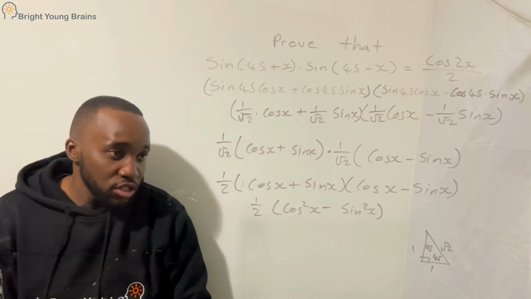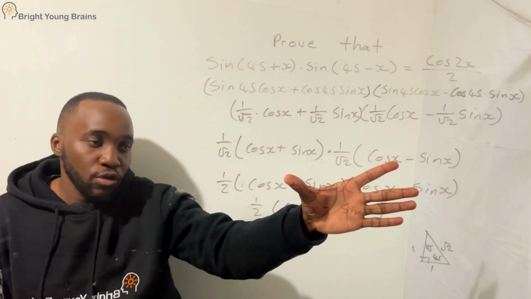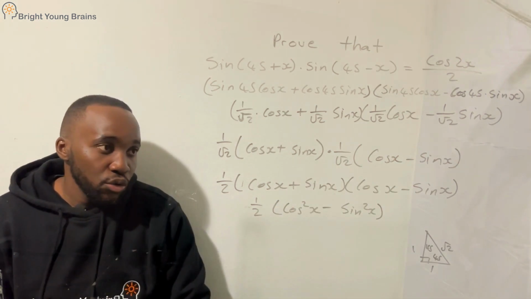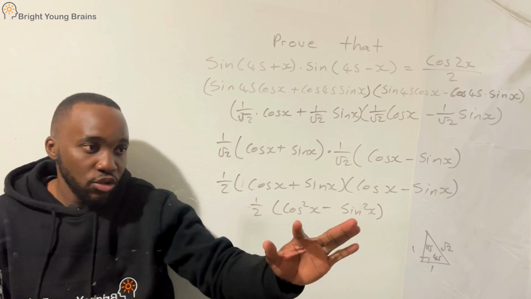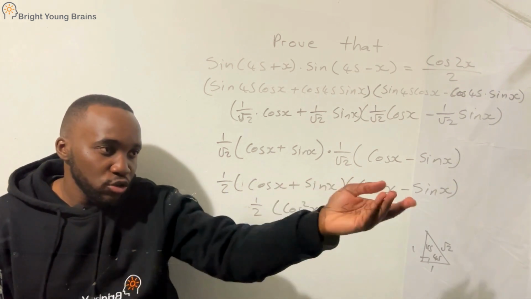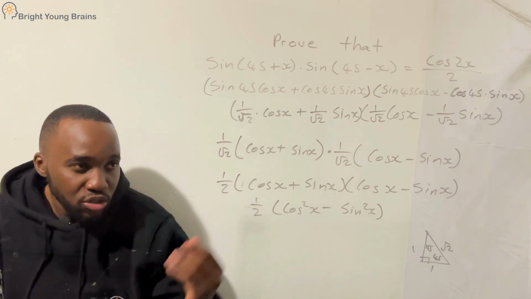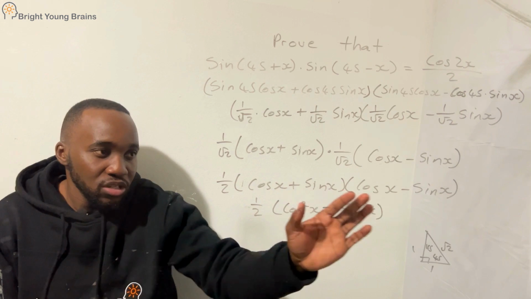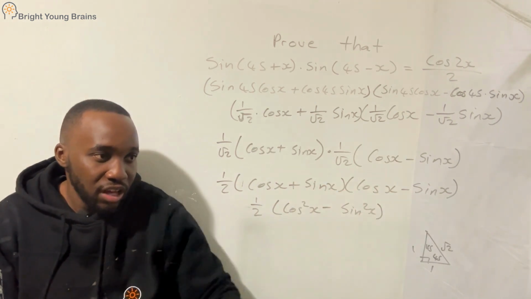Now the good news is, even if you did not just go from having these two brackets to that, if you had, let's say, done your whole foiling thing, you would still end up with what we have over there. But you do want to be able to spot the difference of 2 squares, because these two brackets look identical. One has a plus, one has a minus. This cos is there, this cos is there, this sine is there, this sine is there.